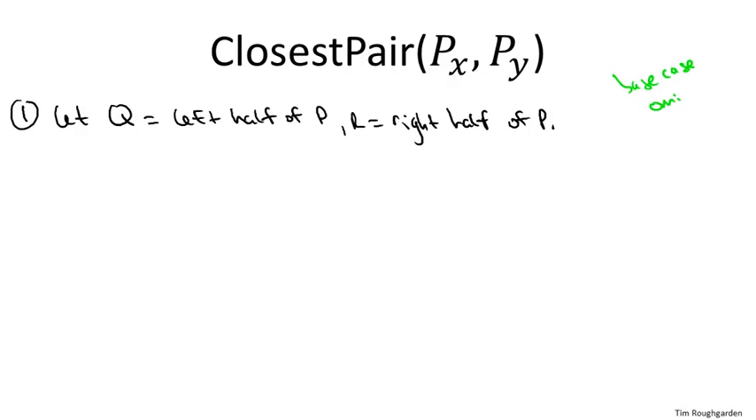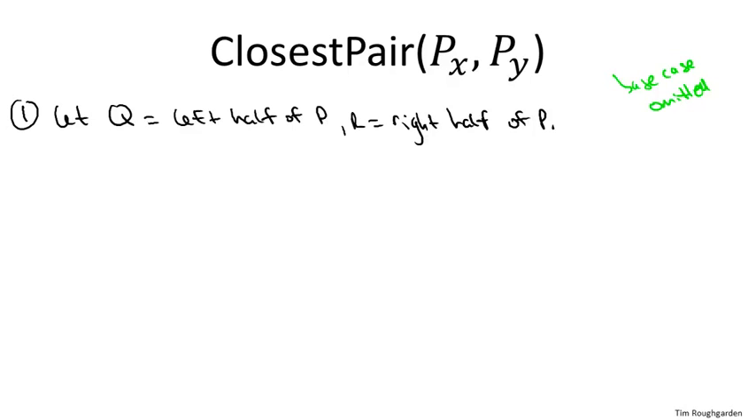I'm not going to bother writing that down. So base case omitted, but it's what you would think it would be. Basically, once you have a small number of points, say 2 or 3 points, you can just solve the problem in constant time by brute force search. You just look at all the pairs and you return the closest pair. So think of there being at least 4 points in the input.